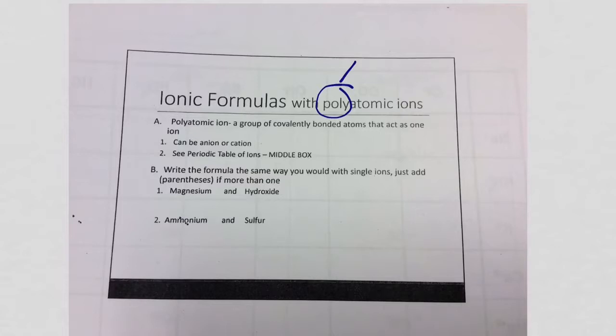Poly means what? Yeah, something like many, multiple, more than one. Atomic, of course, is atoms, right? And ions, of course, ions. So we're talking about many atoms, ions. These are different atoms that always hang out together.